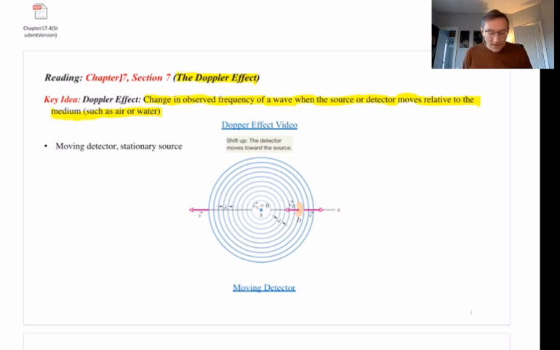The first case we're going to consider is the case where, remember, you've got two things. You've got to have a source of the sound wave and a detector of the sound wave. So in case one, we're going to have the detector moving, but the source of the sound be stationary. The thing that's producing the sound waves is at rest, and the thing that's detecting the sound waves is moving.